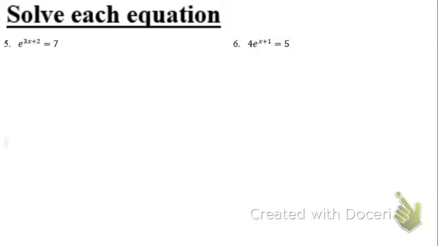How would I go about solving something like number 5? What can I do? Put it in natural log form. So I'm going to have the natural log of what? Natural log of 7 is equal to 3x plus 2. What would I do then?